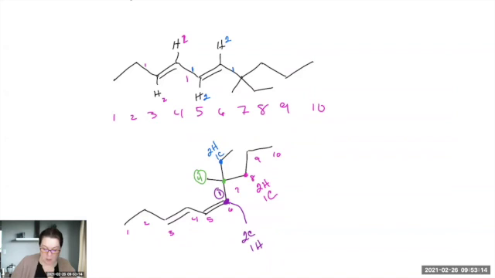Okay. So how about the blue versus the pink? What's going to get a higher priority, the blue or the pink? Well, if we keep going down the chain, what we'll find out is that the next carbon on the blue one has 3 hydrogens. The next carbon on the pink one has 1 carbon and 2 hydrogens. So the pink is going to get higher priority, gets priority 2. And the blue one is going to get priority 3.